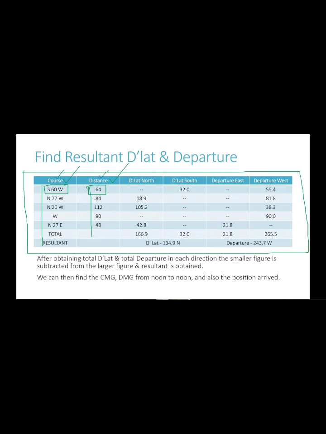अब हम क्या करेंगे, हम इस कोर्स और डिस्टेंस से निकालेंगे डी लैट एंड डिपार्चर. अब बेटा जो डी लैट है इसे हमने दो पार्ट में डिवाइड कर दिया. नॉर्थ वाला डी लैट जो है ये हम लेफ्ट साइड कॉलम में लिखेंगे, साउथ वाला डी लैट राइट साइड कॉलम में लिखते चले जाएंगे. अब बेटा आप मुझे ये बताओ, इफ योर कोर्स इज साउथ 60 वेस्ट, what will be the direction of the DLAT? South. Southerly. Very good, it will be southerly.